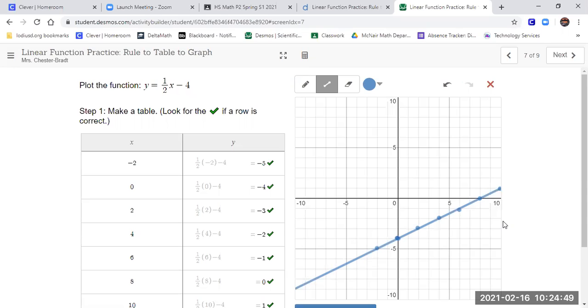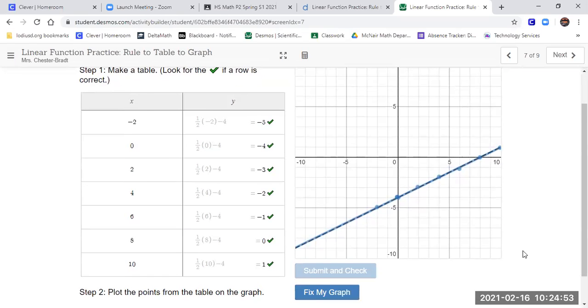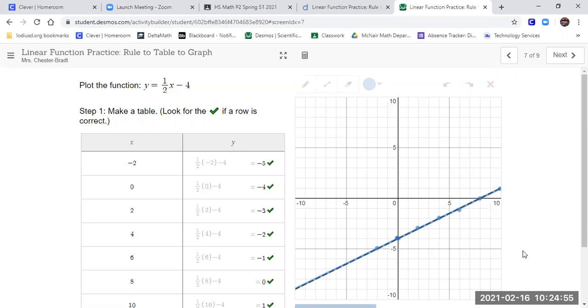Look at the rule. Why is it not proportional? The -4, the adding or subtracting after the x. Exactly. Nice.